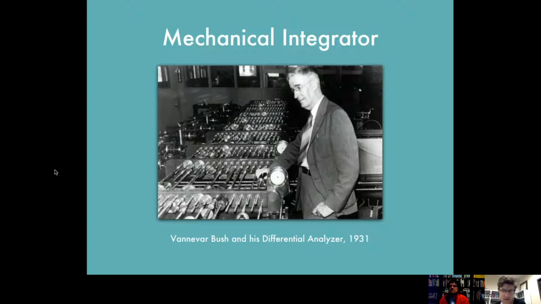And if we put a lot of those together, this was the differential analyzer that Vannevar Bush developed in 1931. What we have here is a picture of him with this differential analyzer. It's, in essence, a whole bunch of those things connected together in a sort of complicated way, but that's the basic idea.